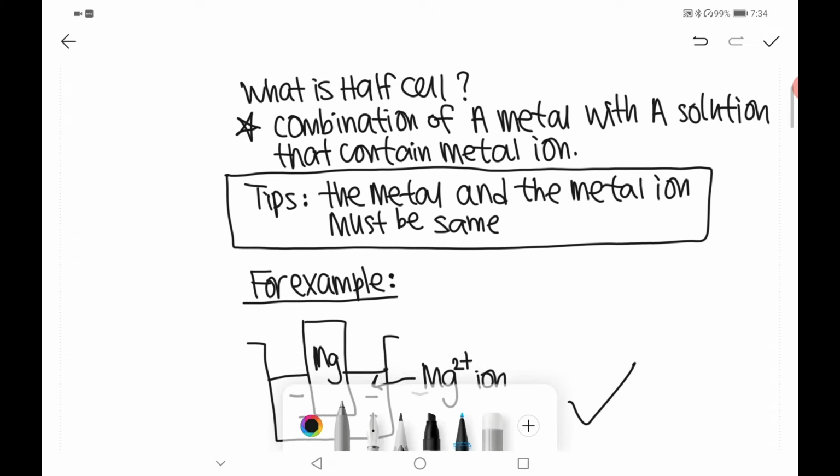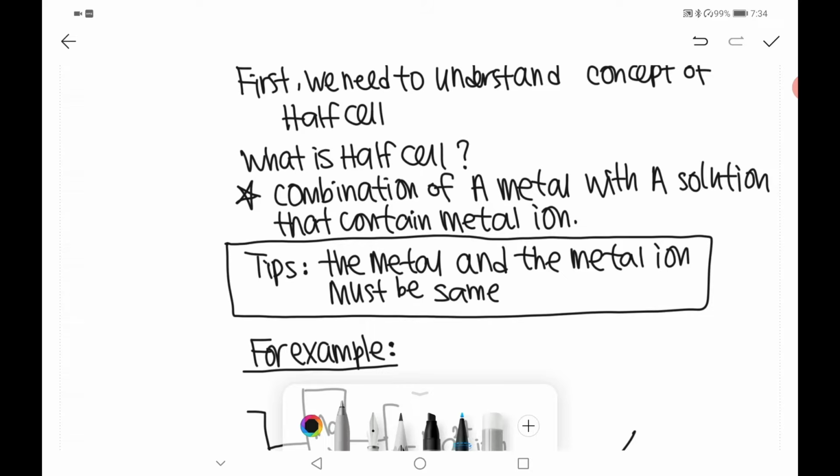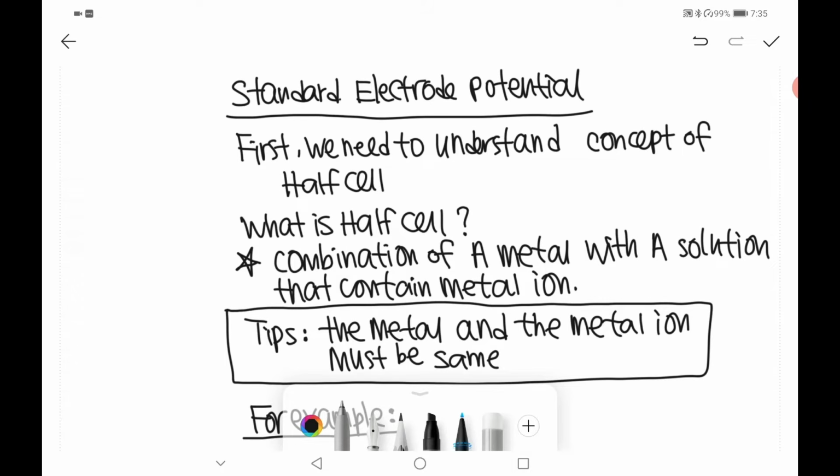So let's do a very quick summary. In order to be a half cell in SPM, you must have a metal and you must have a metal ion. And the metal and metal ion must be the same. Aluminium metal must go with aluminium ion. Zinc metal must go with zinc ion. Magnesium metal must go with magnesium ion.